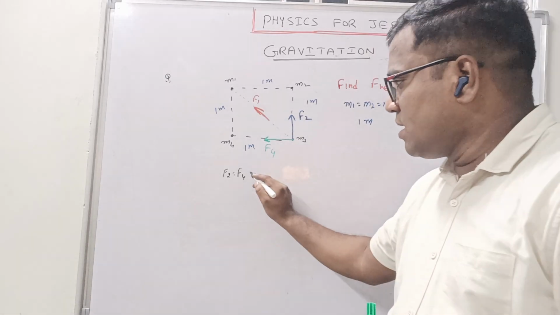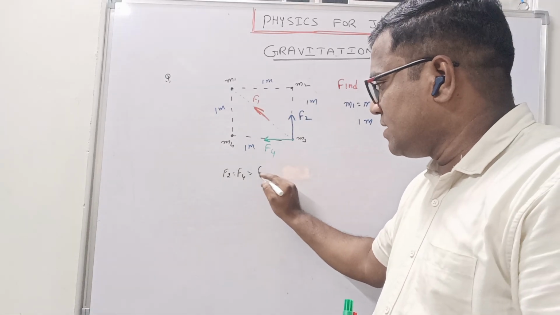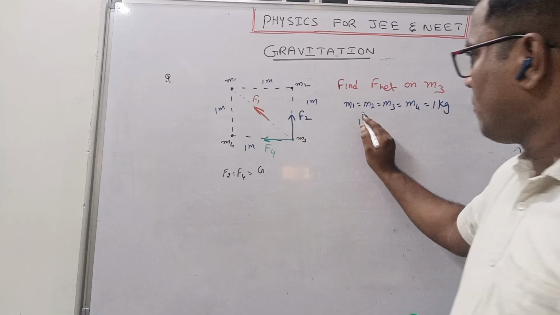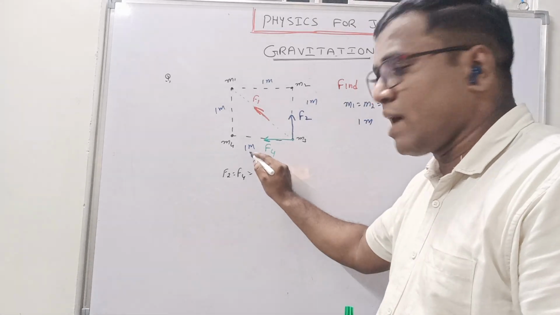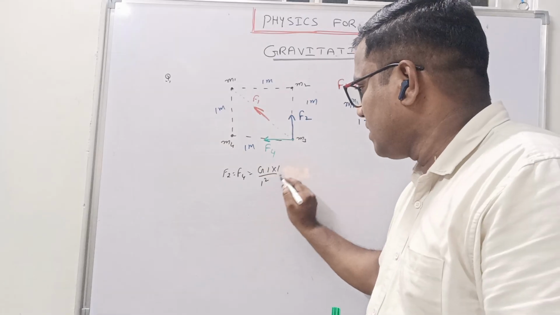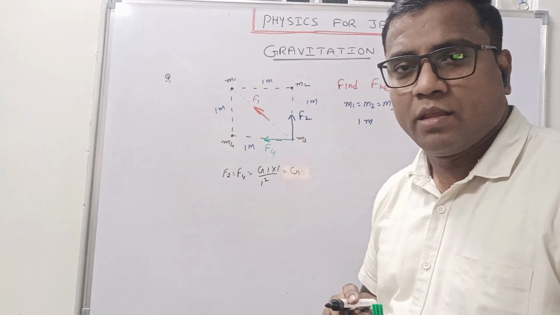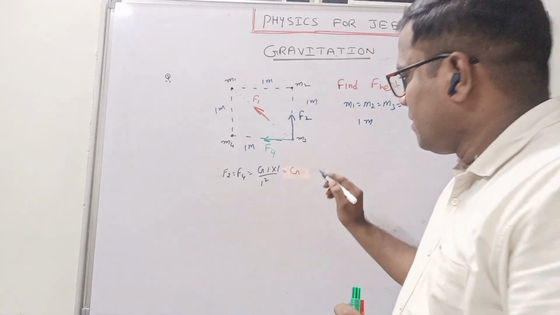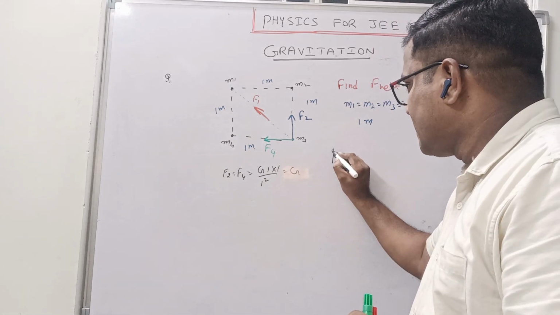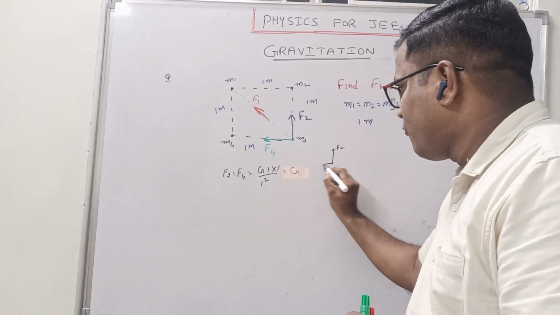So here how much is it? F2 is equal to F4. How much is it? G M1 M2 by R square. M1 and M2 are only 1 kg each. R is nothing but 1, so I will write it as 1 square. Simply we will get G. Am I clear?